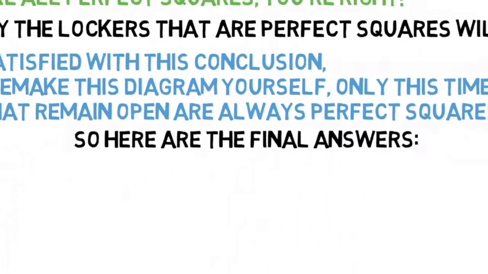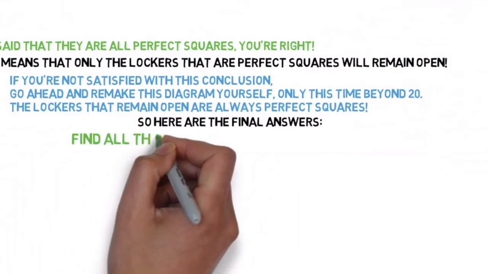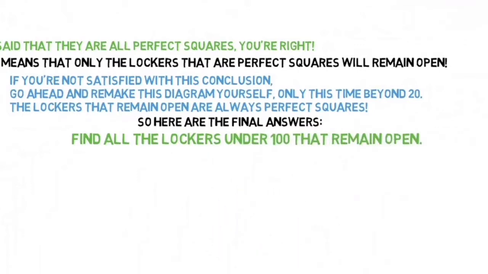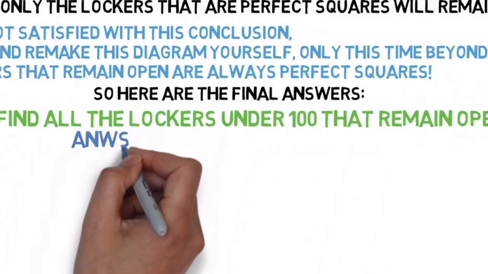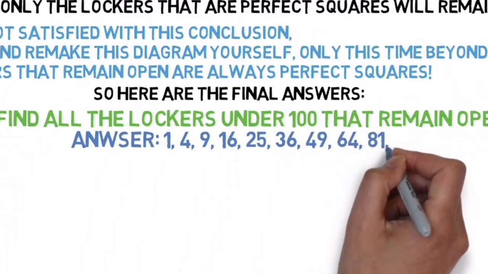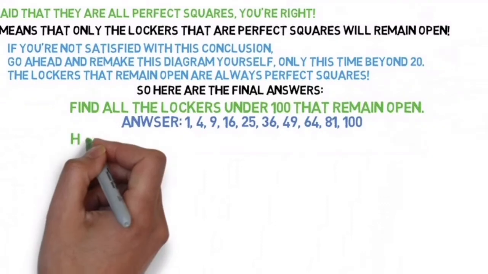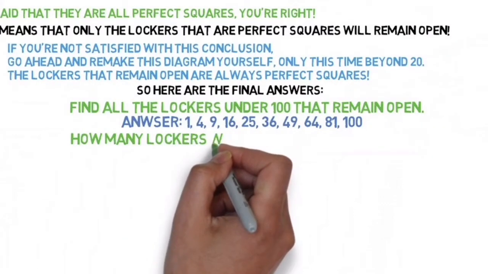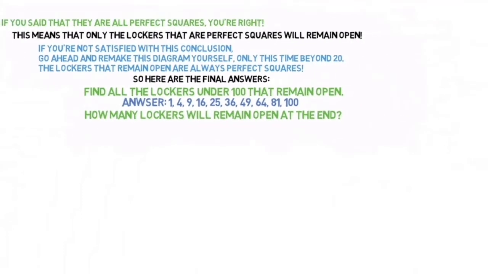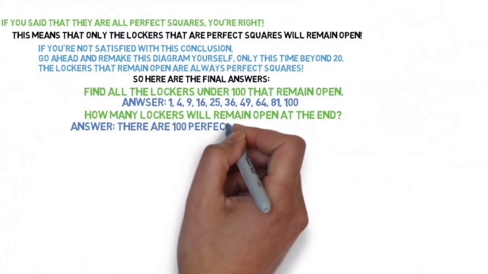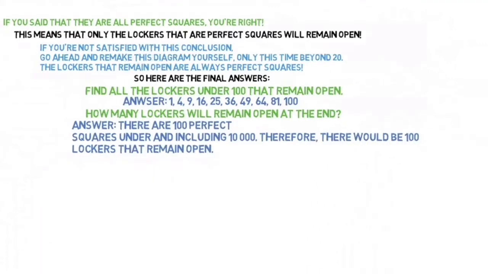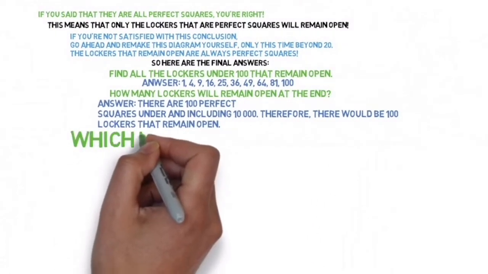So here are the final answers. Find all the lockers under 100 that remain open. Answer: 1, 4, 9, 16, 25, 36, 49, 64, 81, and 100. How many lockers will remain open at the end? There are 100 perfect squares under 10,000. Therefore, there will be 100 lockers that will remain open.